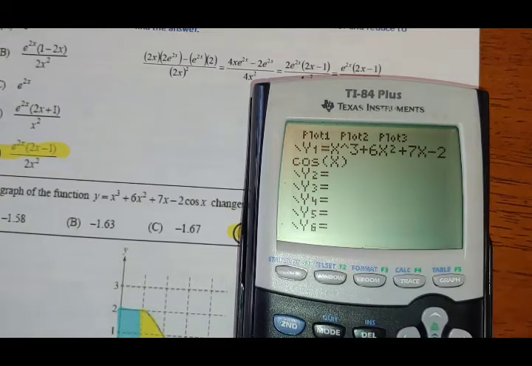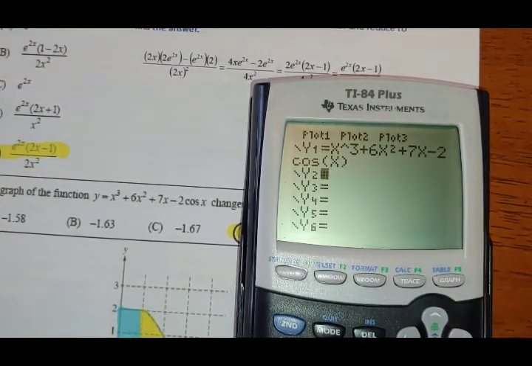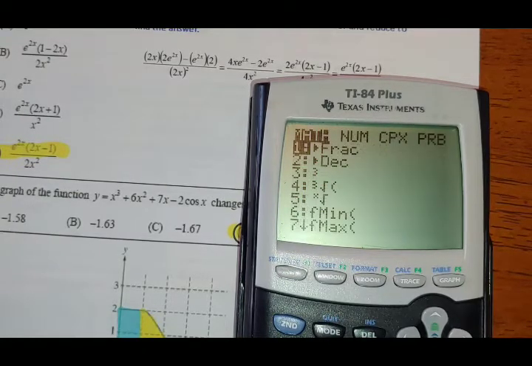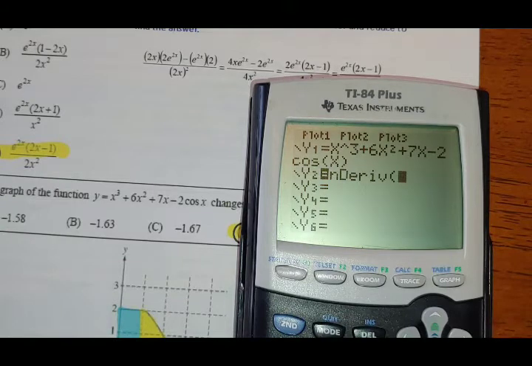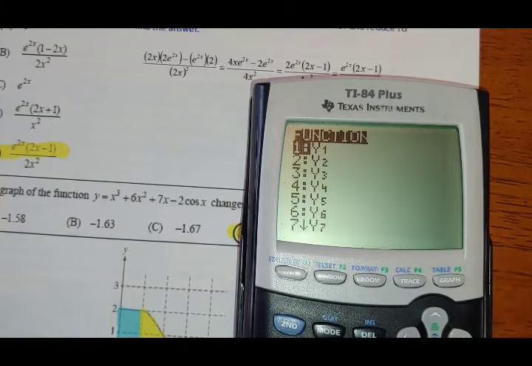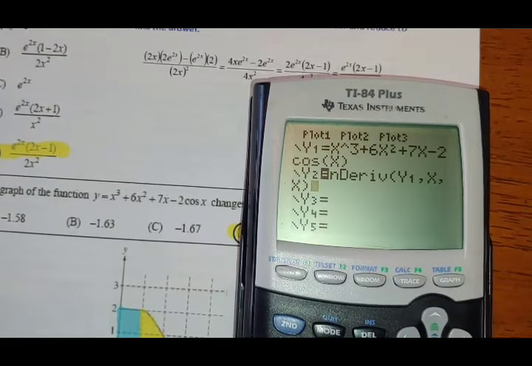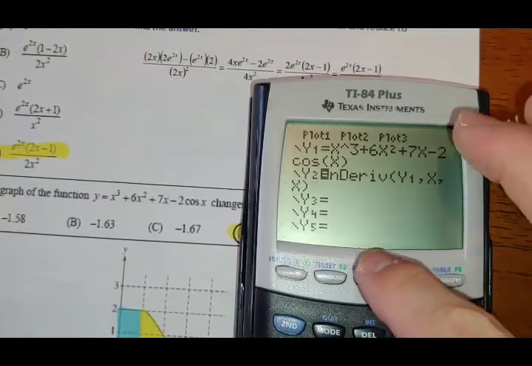And so if you look right here, the equal marks have been unhighlighted, and I'm going to go to y2, and I'm going to tell the calculator to take the derivative, so that would be a math 8. I want the calculator to take the derivative of the function in y1. So I'm going to call up y1, however your calculator does that, in terms of x at every value of x.